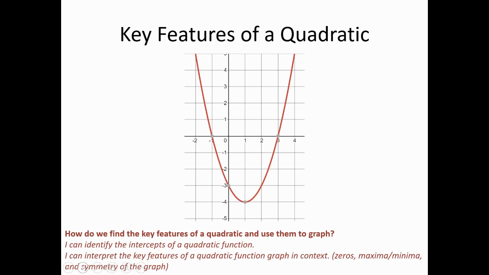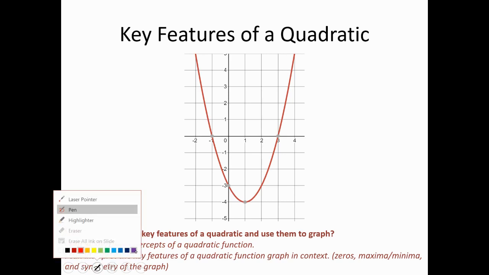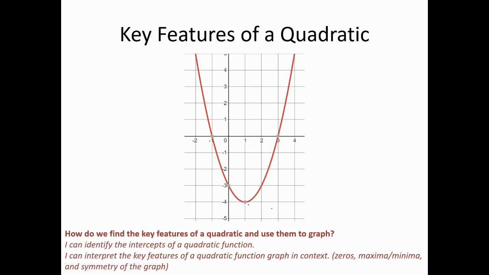Okay, so now that you've made a copy of the graph, let's go ahead and label these different features of our graph. The first one we have is right here at the bottom. We have seen this one before. It's called the vertex, and the letters that we use to represent it are H and K. In this context, that would be 1, -4. There's our H and K.